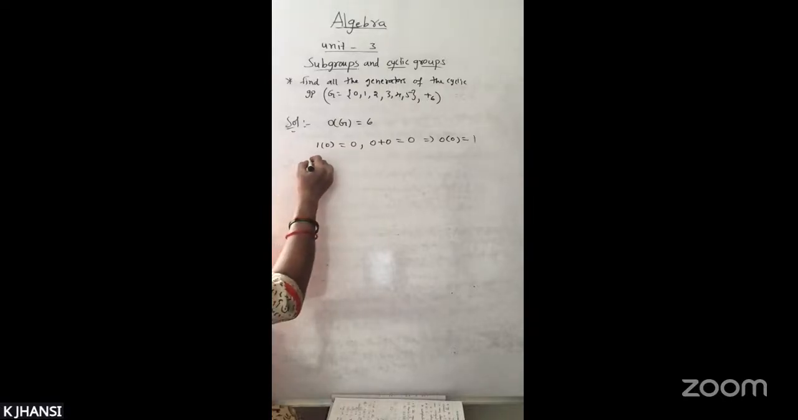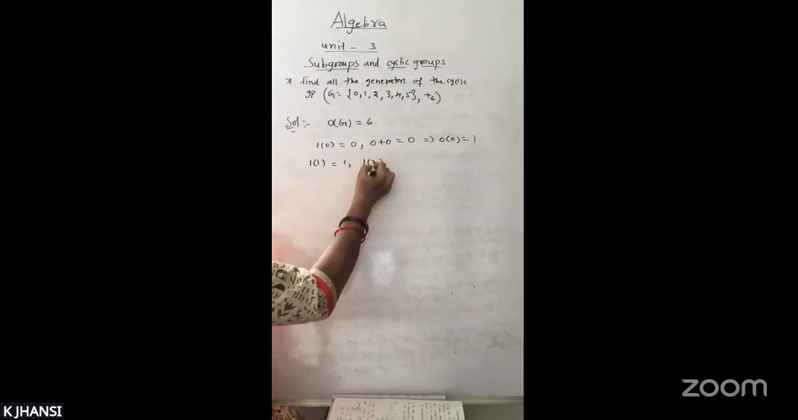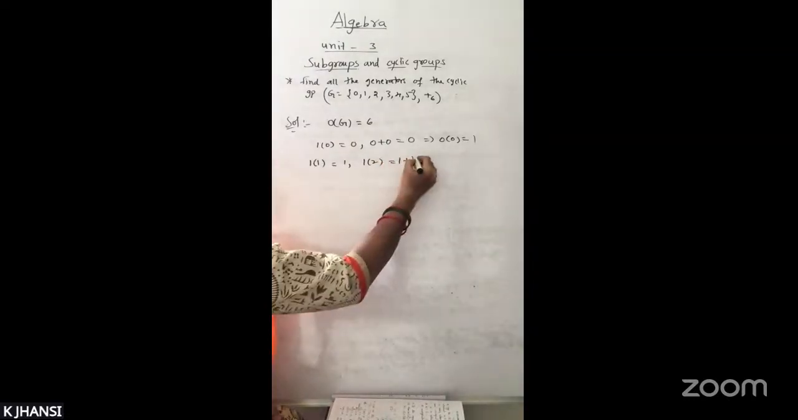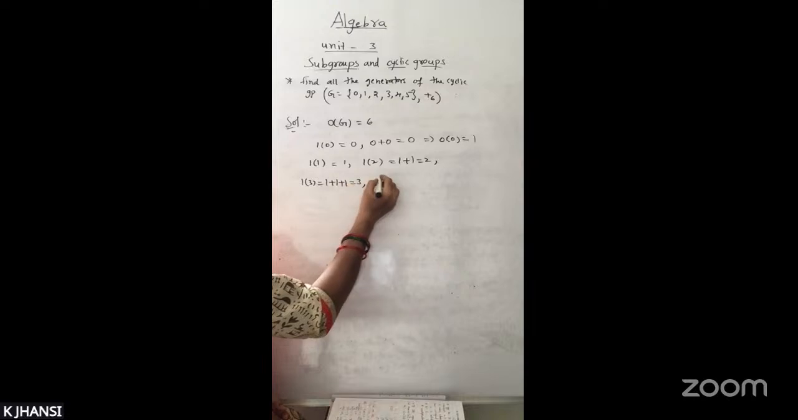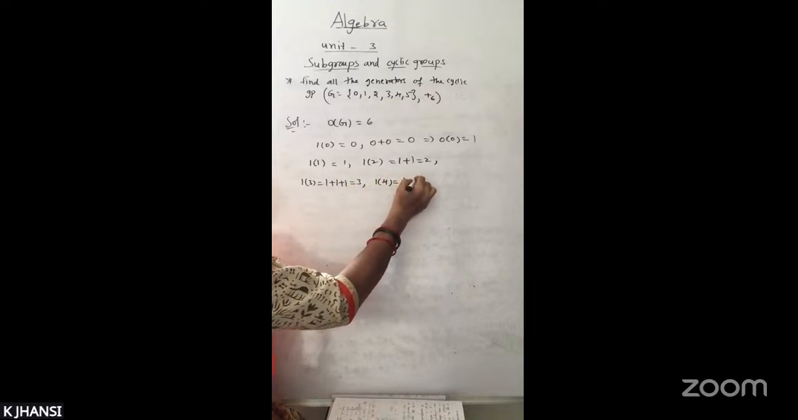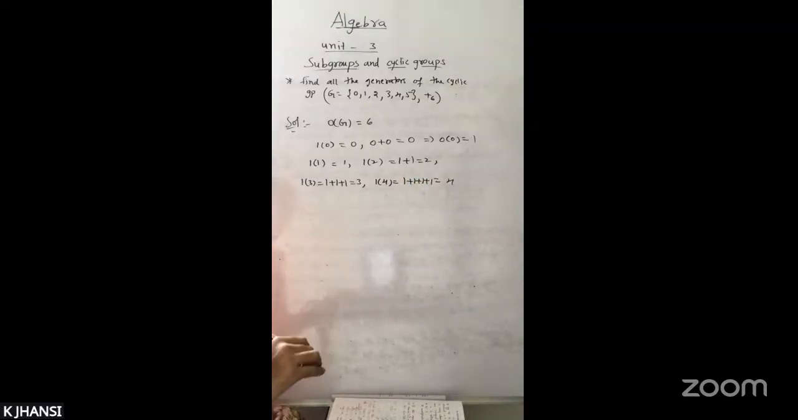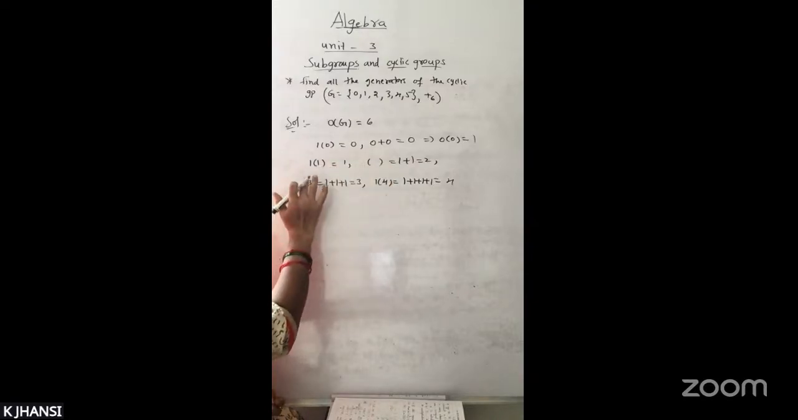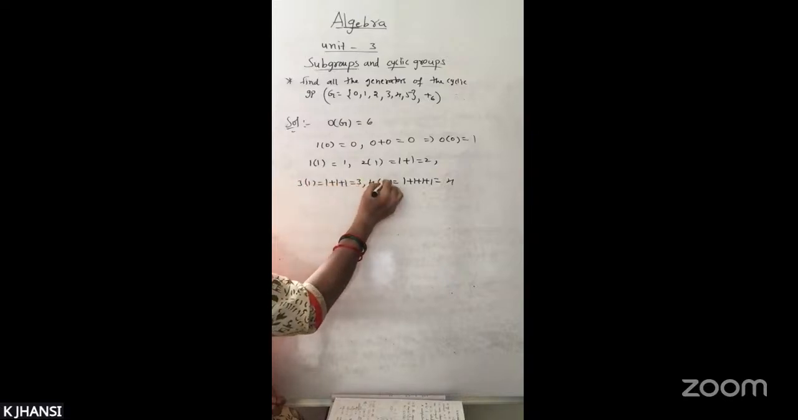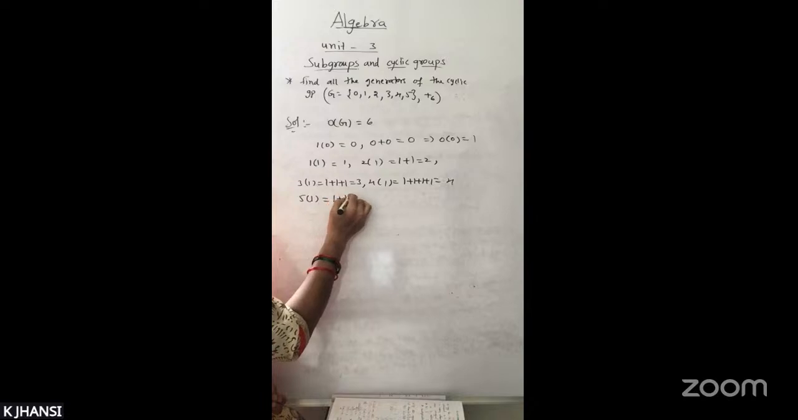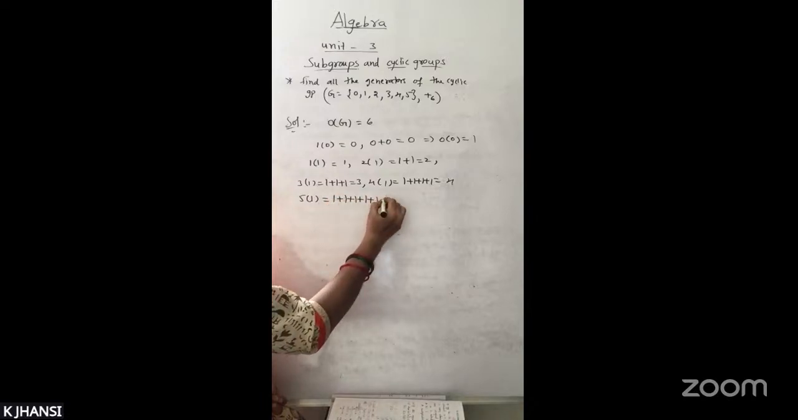Next, 1 of 1, that is 1 time of 1, so only one time you are doing it, and you will get 1. 1 of 2 means you are adding 1 two times, so you will get 2. 1 of 3 means 1 plus 1 plus 1, you will get 3. 1 of 4 means 1 plus 1 plus 1 plus 1, you will get 4. 5 times 1 means 1 plus 1 plus 1 plus 1 plus 1, which equals 5.